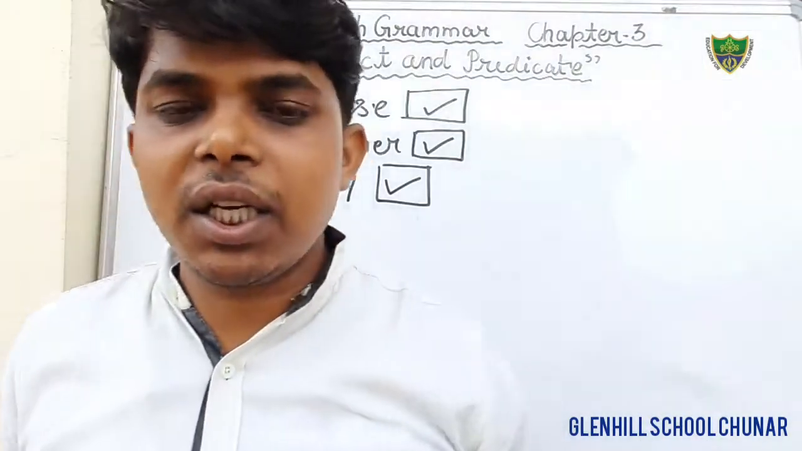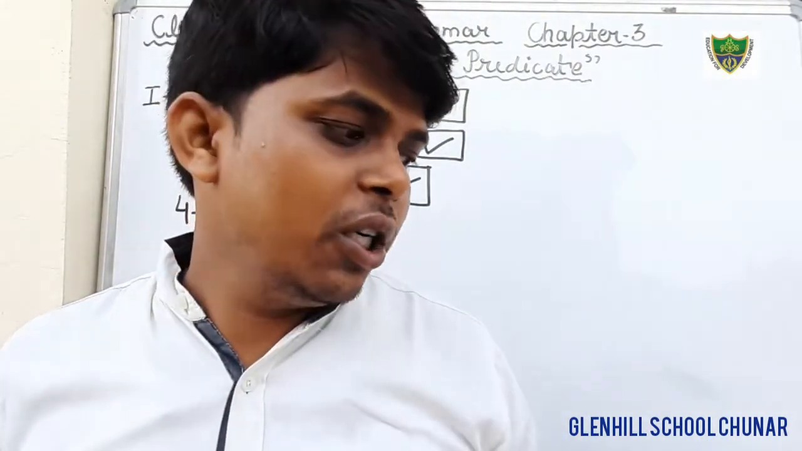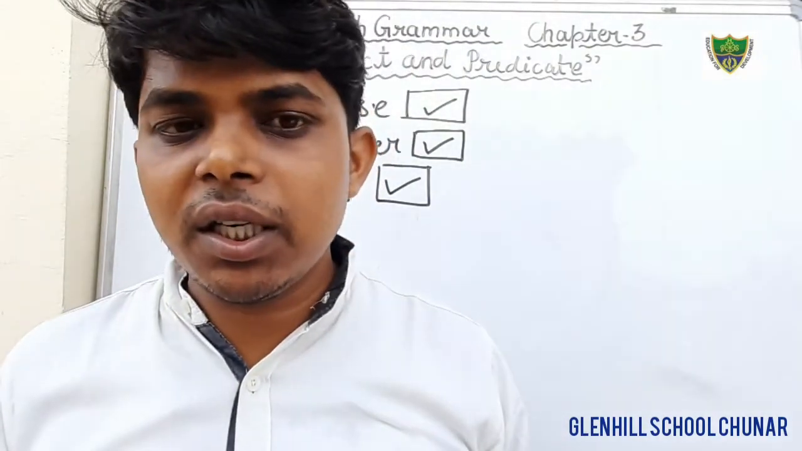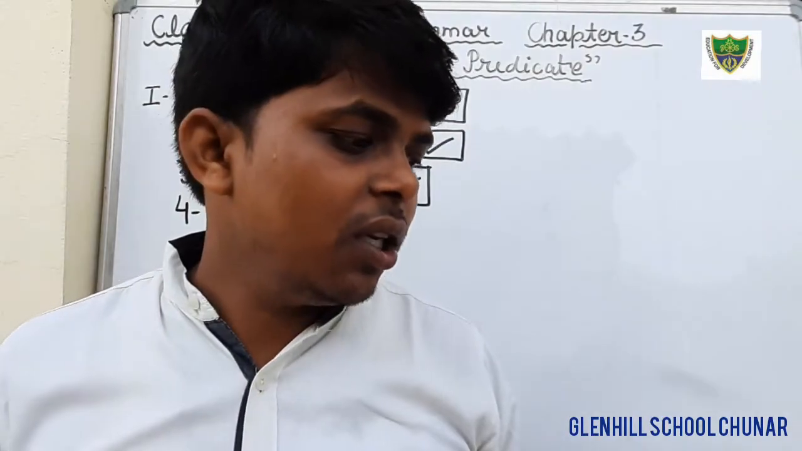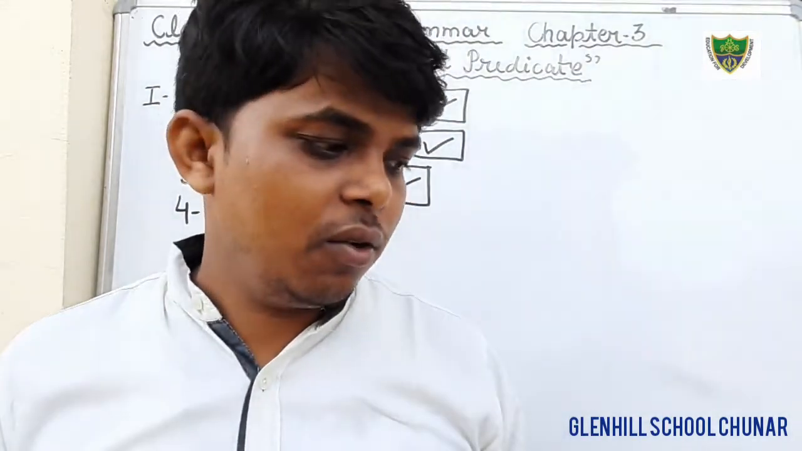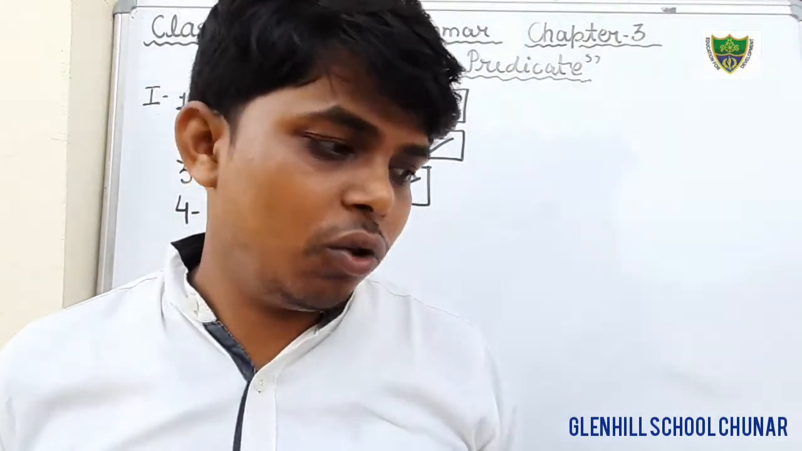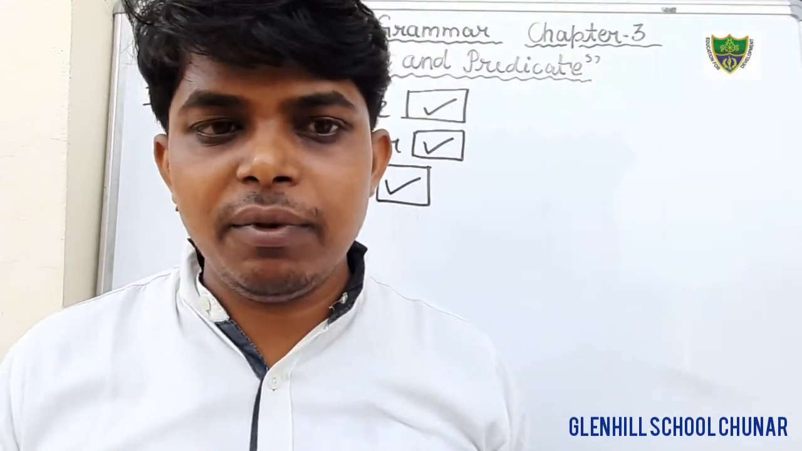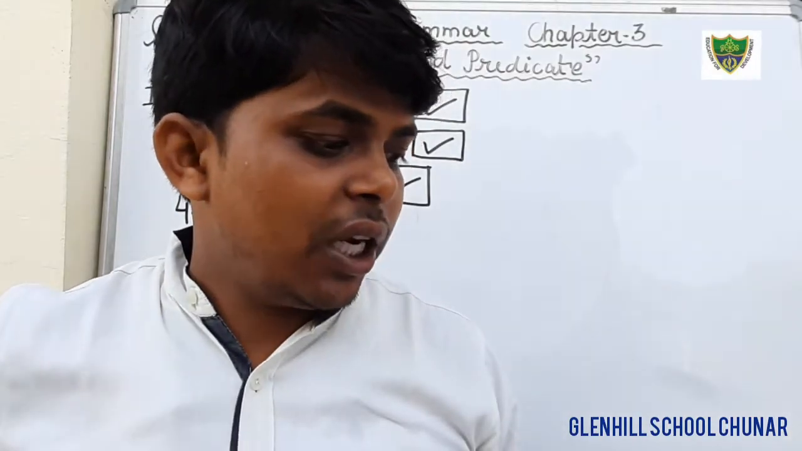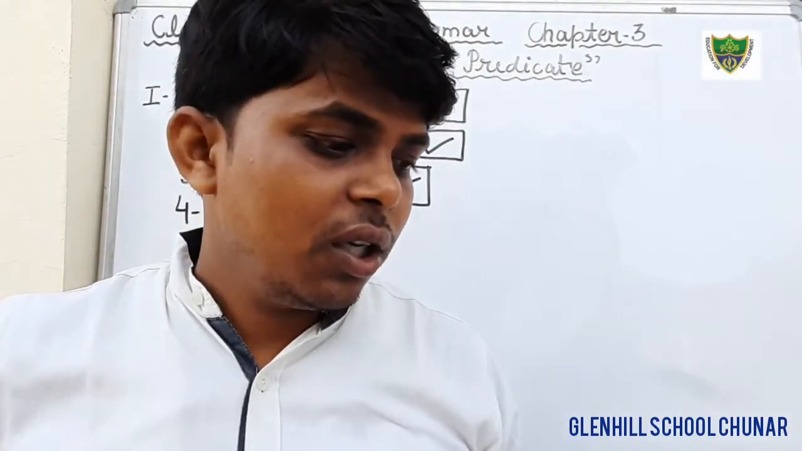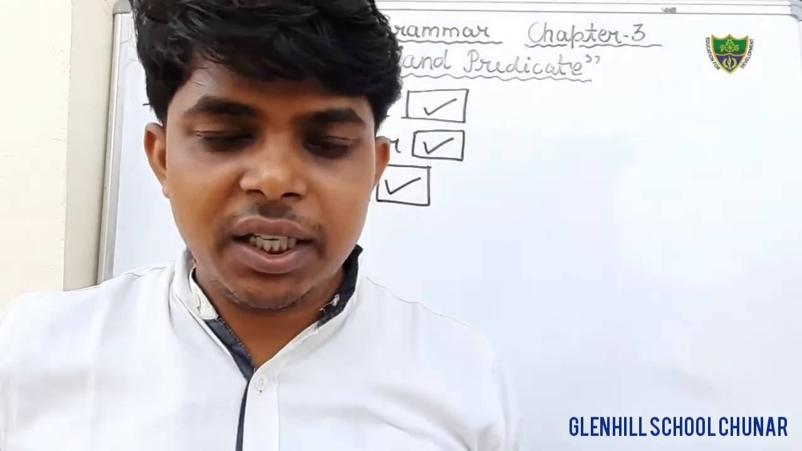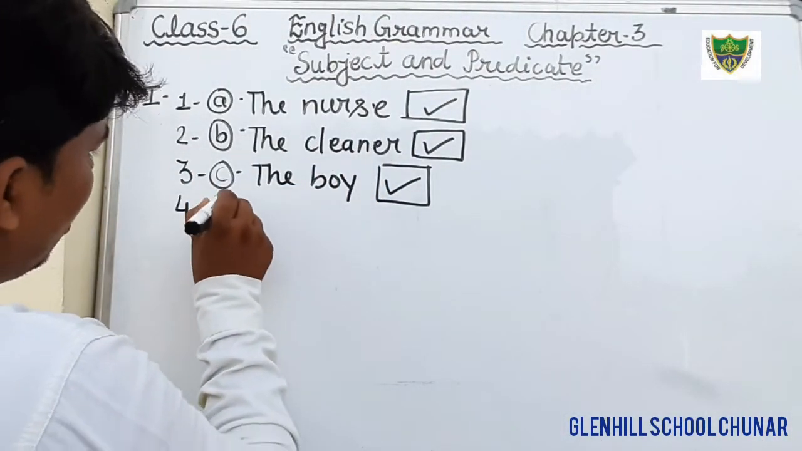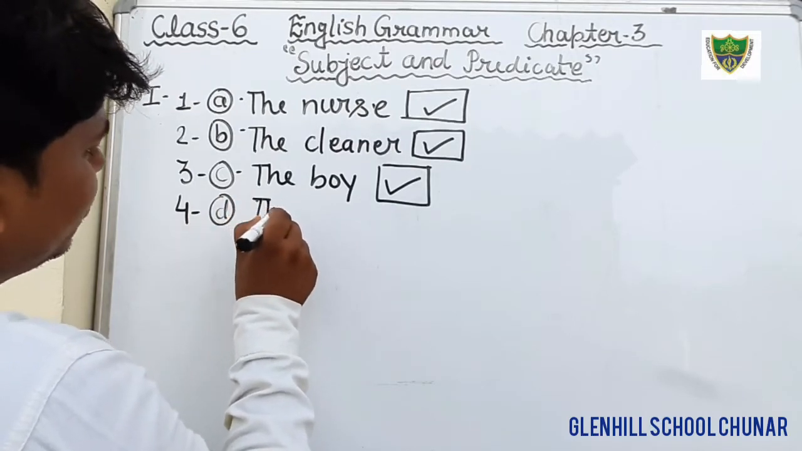The tiger is sleeping. It denotes the name of an animal, the tiger. So what is the subject here in this sentence? The tiger. Is sleeping? No. The tiger is? No. Only the tiger. Tiger is sleeping? No, that is wrong. Option number D, the tiger? Yes, option number D is correct.